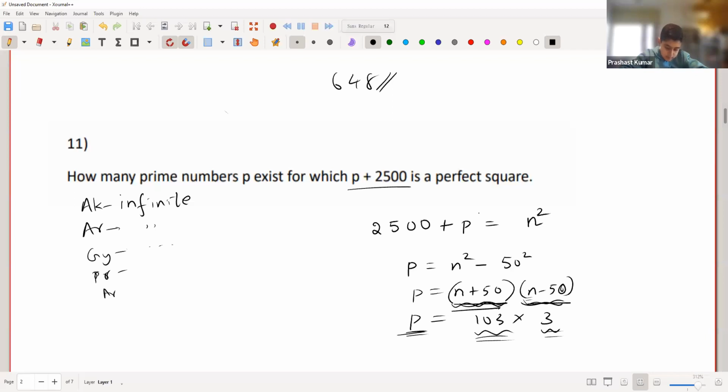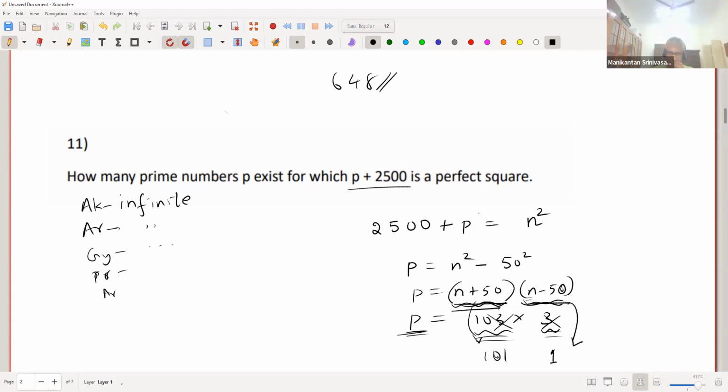The only way this can happen is the smaller portion is 1, right? And in that case, the bigger portion happens to be 101, right? Does it make sense? Yeah.